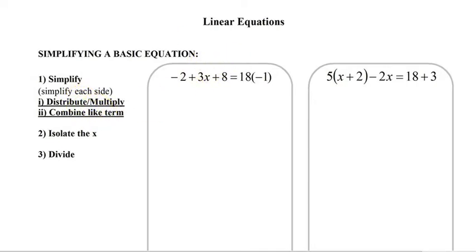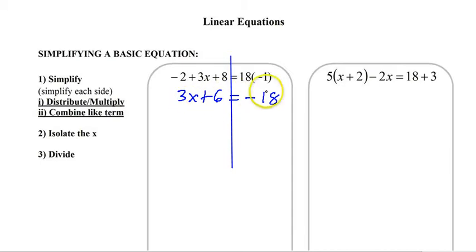So the first thing to do is to separate this into its sides. Right there's good enough. So now we have them separated into sides. On the left side, are there any like terms? Yes, we have an 8 and a negative 2. That gives us 3x plus 6. And on the right side, we have 18 and negative 1, which gives us negative 18.